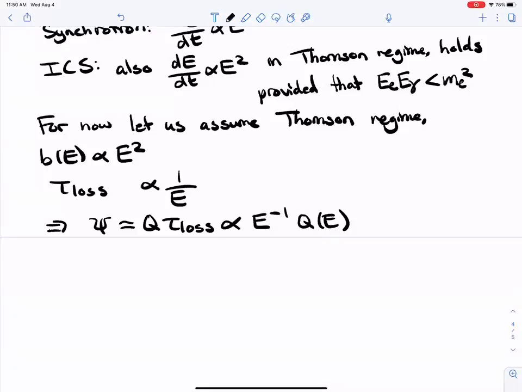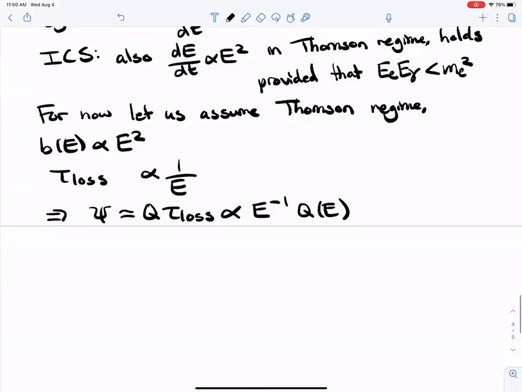So again, we see that the spectrum we expect to be softer in this cooling dominated regime, but instead of depending on delta, it's now just a flat index change of 1. Okay, so what we see here is because delta is less than 1, the softening is more pronounced in the loss dominated case compared to the diffusion dominated case.